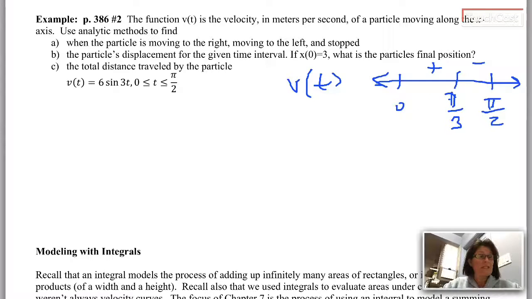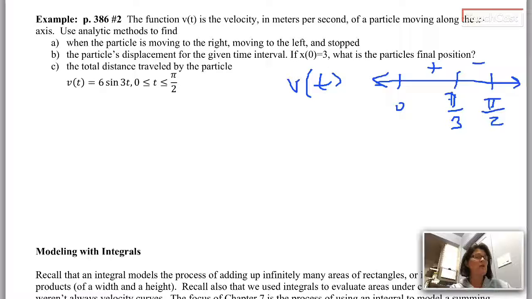In the last video, we were considering this particle, which moves with the velocity that's given. We made a sign chart for velocity and decided that the velocity was positive for times between 0 and pi over 3, and negative for times between pi over 3 and pi over 2, which means the particle's moving to the right between 0 and pi over 3, and moving to the left between pi over 3 and pi over 2. And it's momentarily 0 at the exact moment when time equals pi over 3.